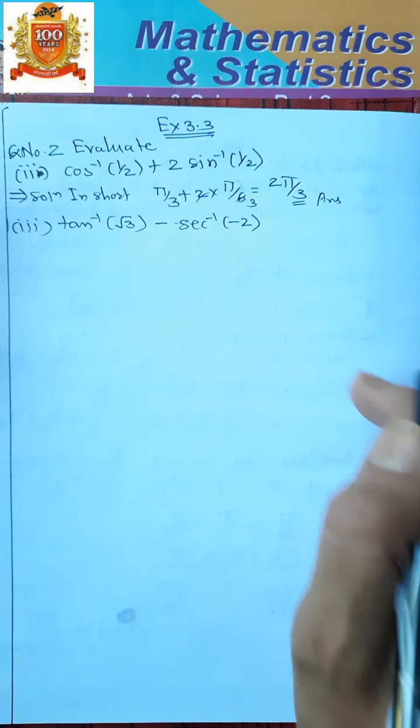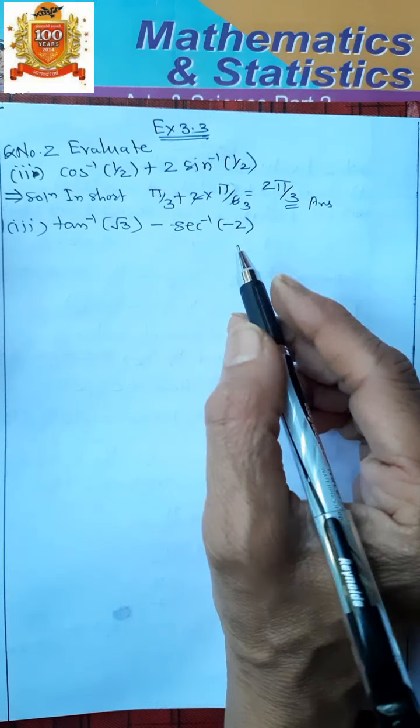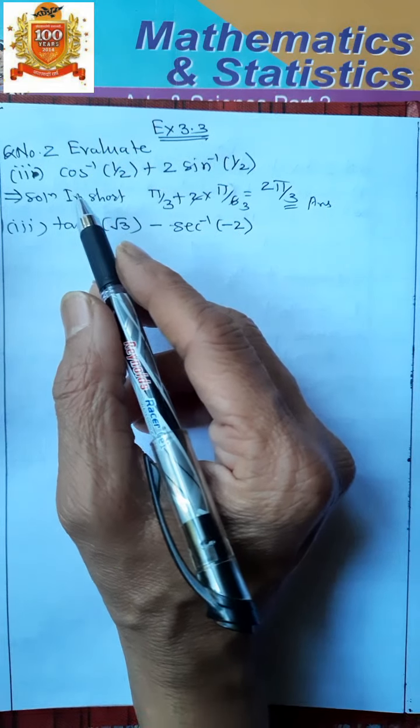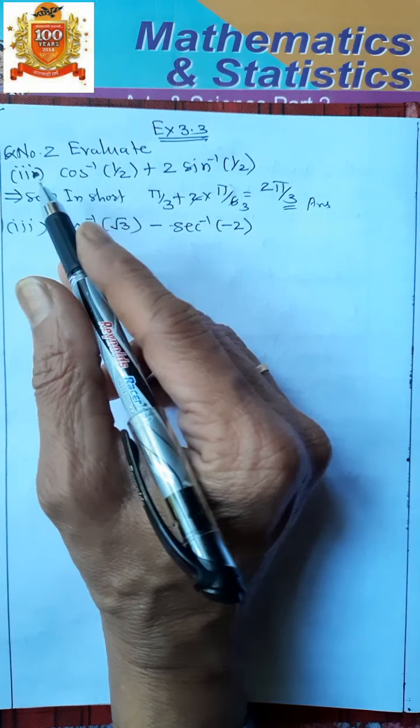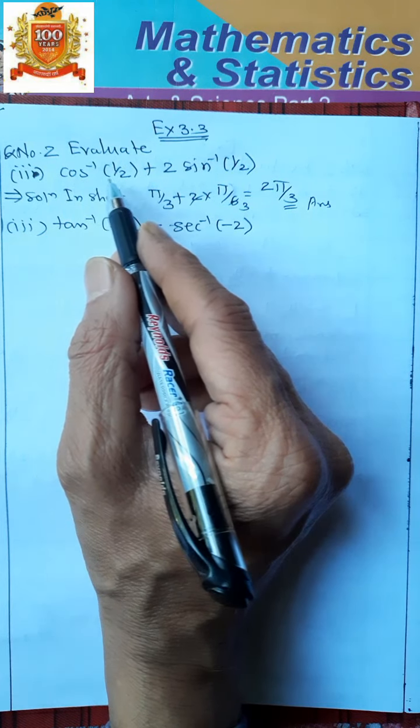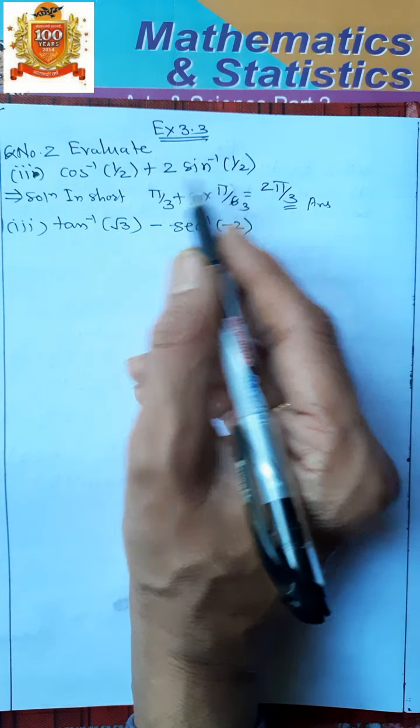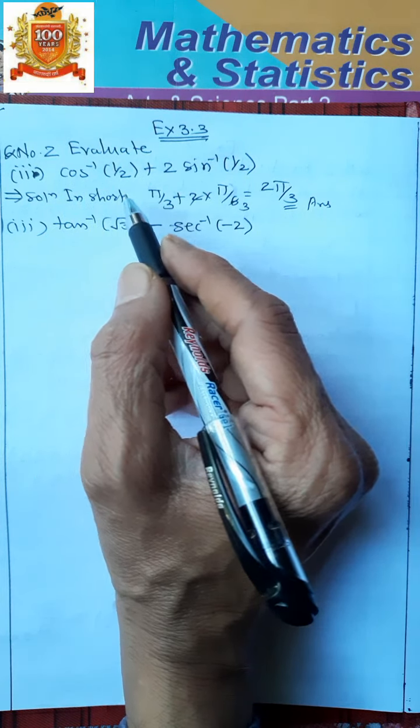Good morning, students. Let us see problems in Exercise 3.3, question number 2. Evaluate cos inverse of 1 by 2 plus 2 sin inverse of 1 by 2. Very simple question. In short, we can solve this.